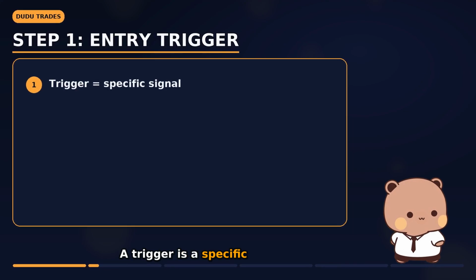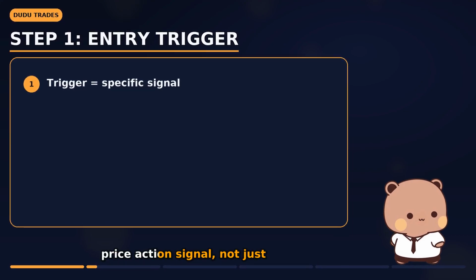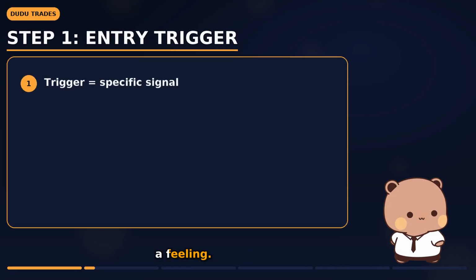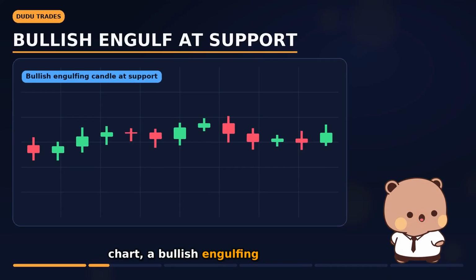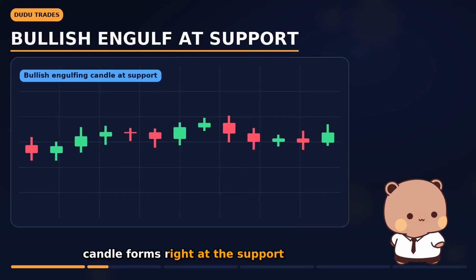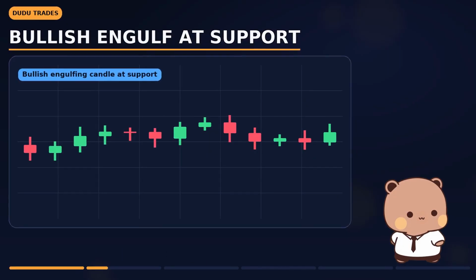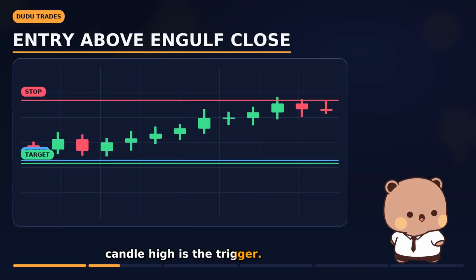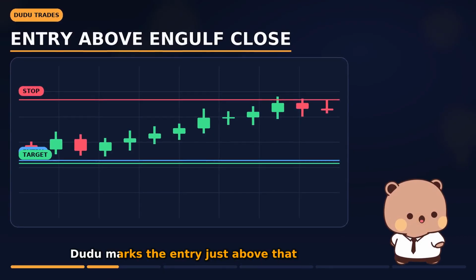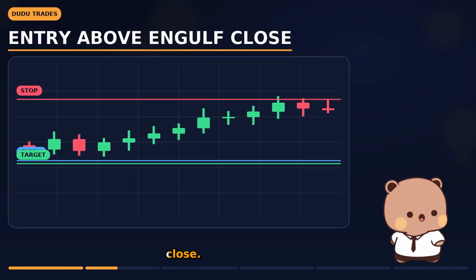A trigger is a specific price action signal, not just a feeling. On the hypothetical Asset X chart, a bullish engulfing candle forms right at the support zone. That candle closing above the prior candle high is the trigger. DUDU marks the entry just above that close.